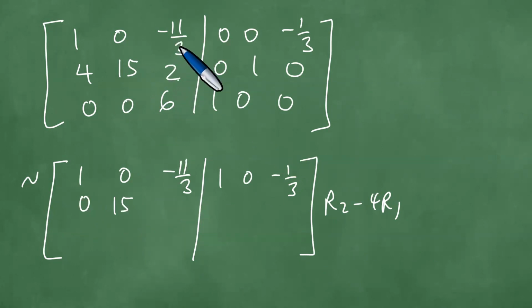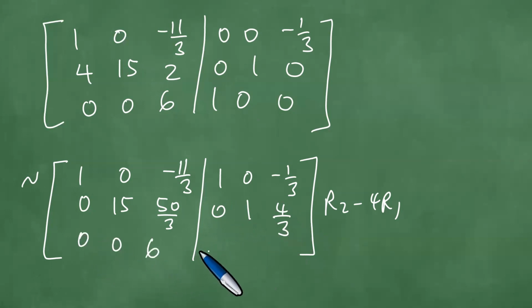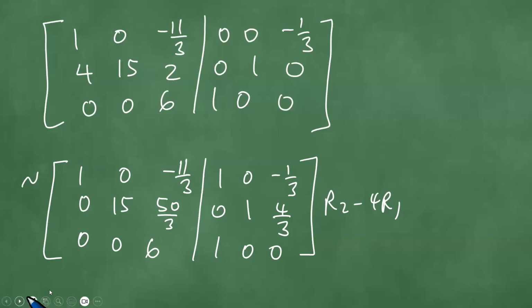And if you do here, you multiply by minus four and you add to this, that's like a 44 out of three plus two, which is 50 out of three. And then, okay, so this one 0, this one 1, this one 4 out of 3, 0, 0, 6, 1, 0, 0. Okay, now what is this? It's exactly this.